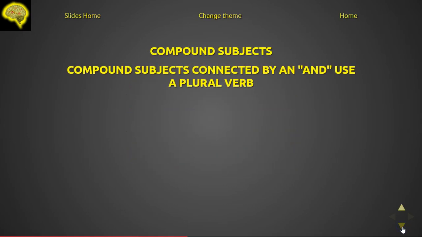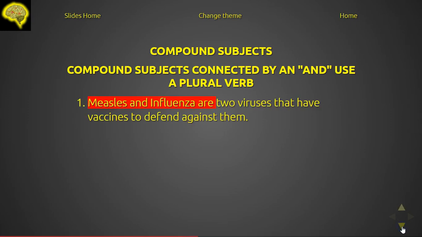So when you have compound subjects connected by an and, use a plural verb. So if you have two subjects, like Jim and Mary, think of and like the plus sign in math: 1 plus 1 equals 2, so therefore they're plural. Measles and influenza are two viruses that have vaccines to defend against them. That's why it should be plural, because we do have two subjects.